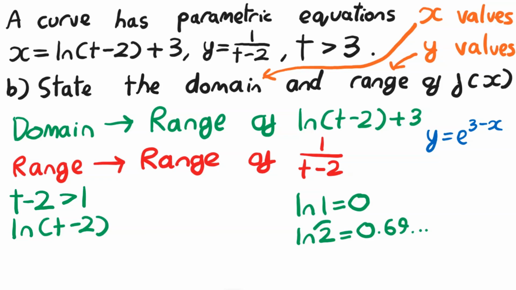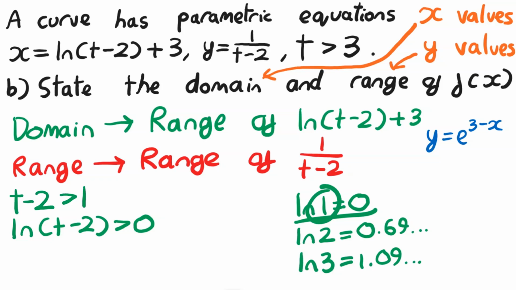If you keep increasing this number, so for example, the natural log of 3, this is equal to 1.09. The point being is that when you increase the value of t minus 2, the natural log keeps getting bigger. So that means the natural log of t minus 2 is going to be bigger than 0, with the smallest value being 0 here, when this t minus 2 is its smallest value of 1.